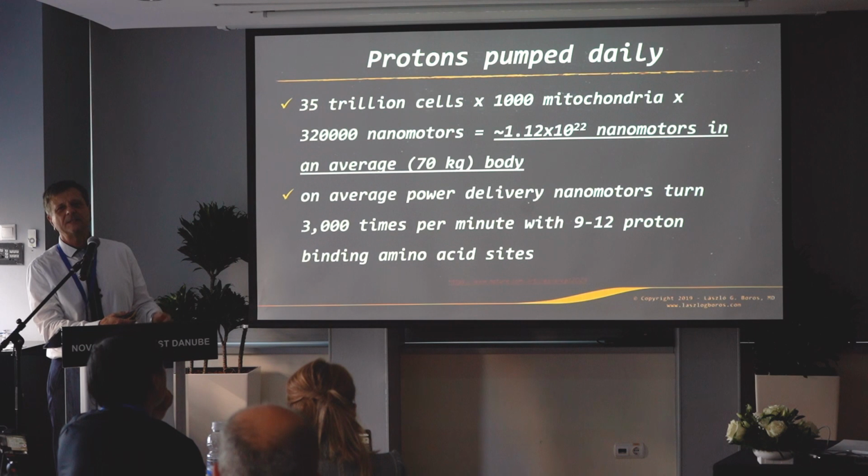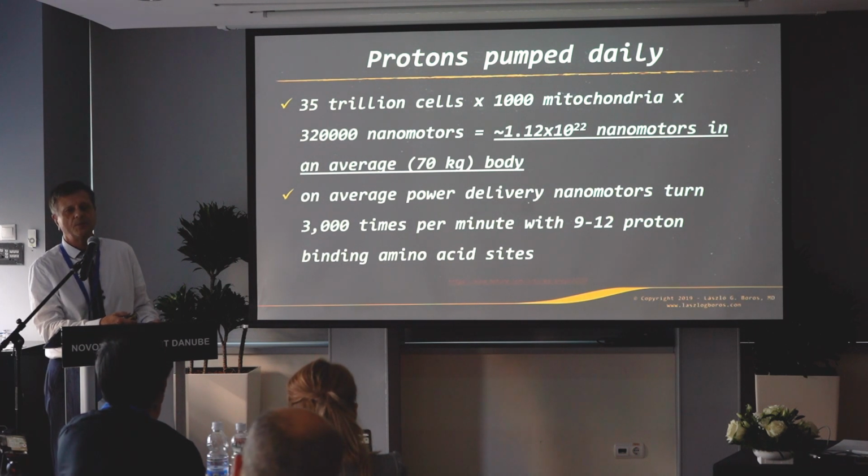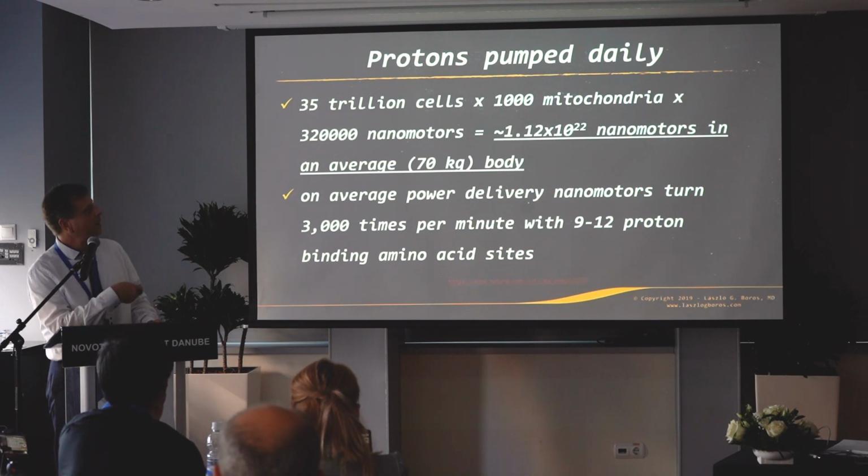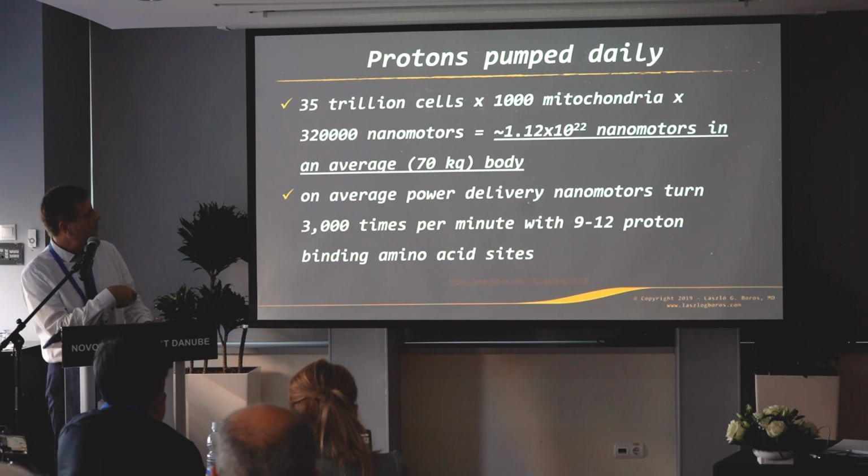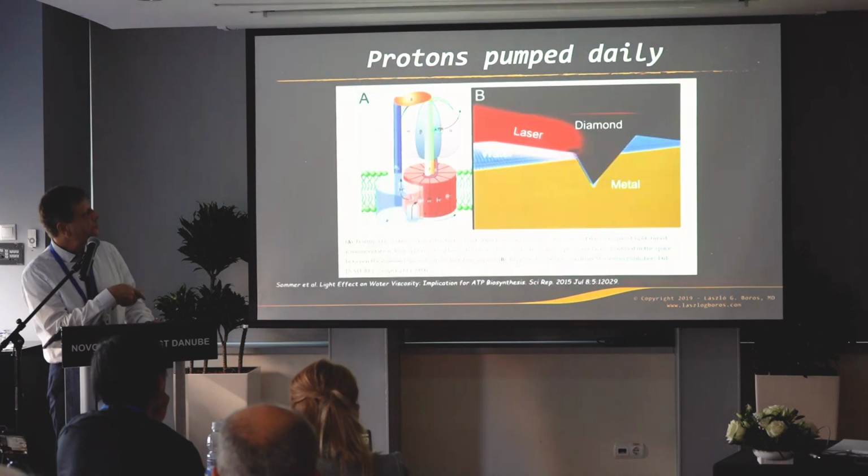We know at maximum velocity, Dr. Andrew Zomberg published a paper from Germany, or cited a paper, where they calculated that at maximum velocity, ATP synthase nanomotors spin about 9,000 rotations per minute. These are like Formula One race cars. I mean, these are really rapidly spinning proteins, but practically for the calculations, we use 3,000 rotations per minute.